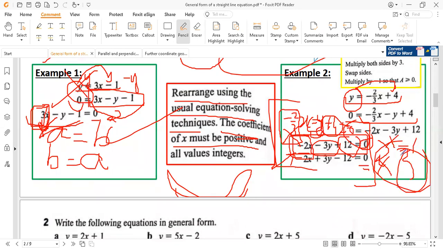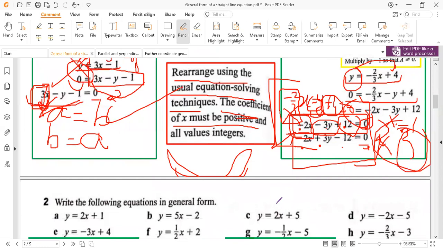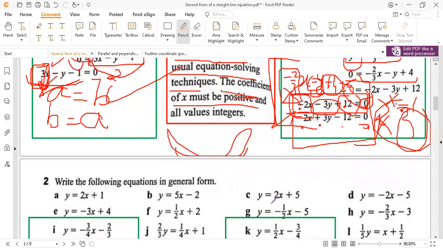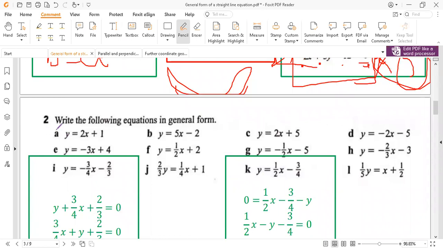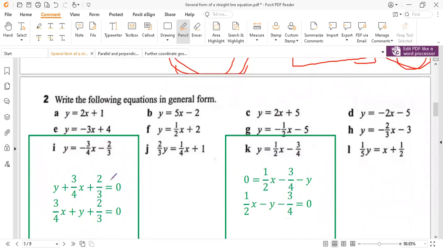When we say -1, we mean that we should multiply all the terms in the equation by -1. So -2 by -1 is 2. -3 by -1 is +3. +12 by -1 is -12. 0 by -1 is a 0. So these are the main steps to rewrite y = mx + b in the general form of a straight line. In the following exercise, we will apply the same steps.